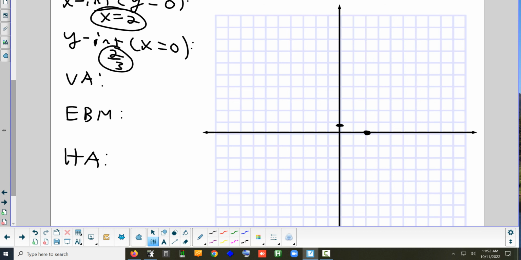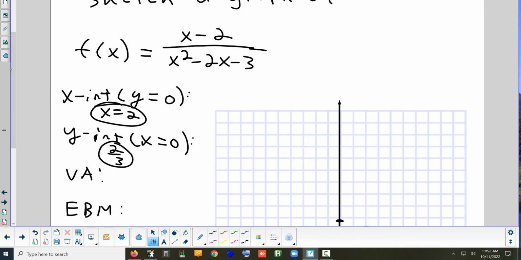Again, I can start to see that S curve that's going to happen. Wait, sorry, was it 2? Because that's what you get when you fill in 0 for x. Negative 2 in the top, negative 3 in the bottom.